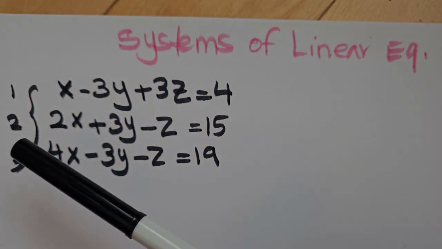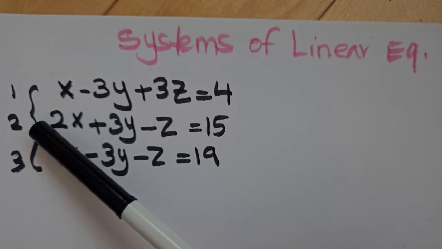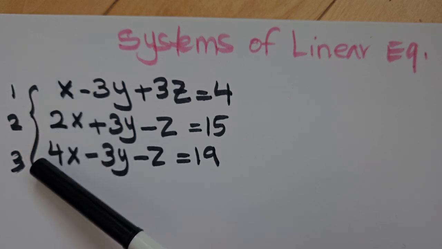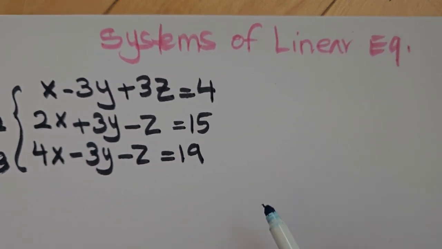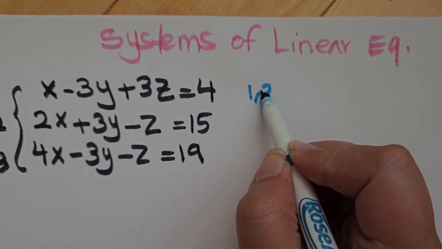So let's say the possible combinations would be 1 and 2, 2 and 3, and 1 and 3. Whatever combination works for you, you have to consider 2 combinations, and then from each, you have to eliminate the same variable. So for now, I just pick a pair of equations to eliminate. I pick equation 1 and 2.